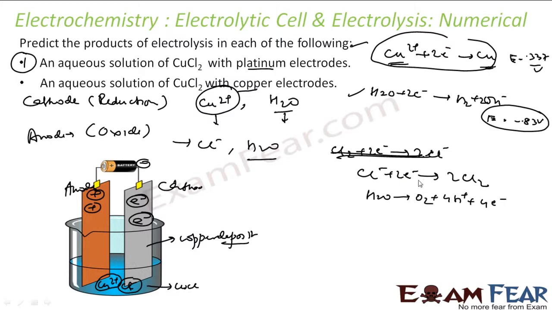Correct? Sorry, it will give 2 chlorine. Now for this, if you see the reduction potential, that is nothing but 1.359. That is the reduction potential. And for this, it is 1.23 volt. It is minus. So since this is a reduction potential, this is also a reduction potential.